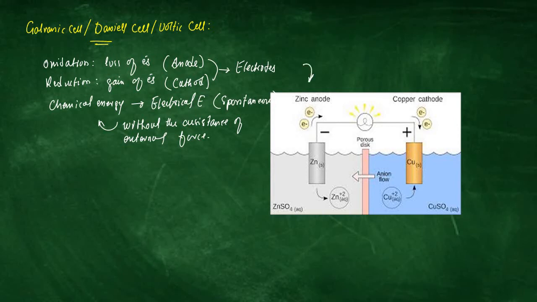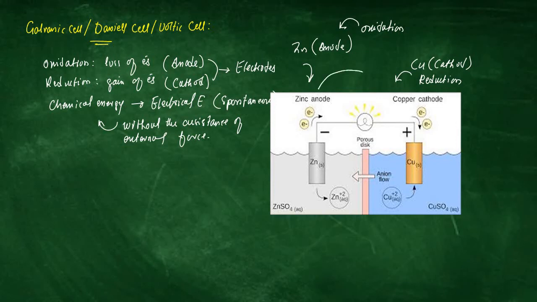One is zinc, which acts as an anode, or in other words, here oxidation takes place. And another is the copper electrode that acts as a cathode, where a reduction process takes place. In other words, the zinc electrode loses electrons that move from zinc toward the copper electrode.